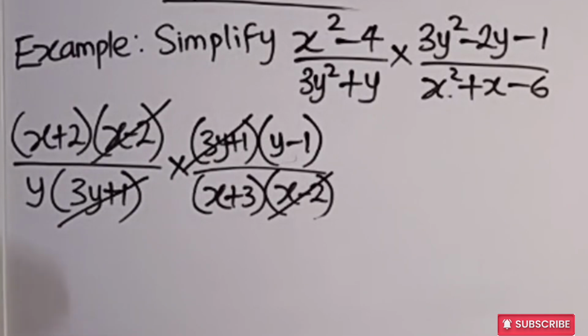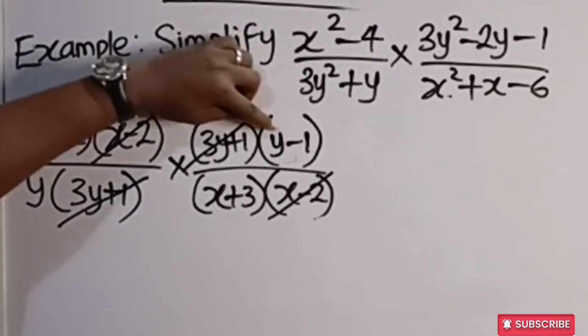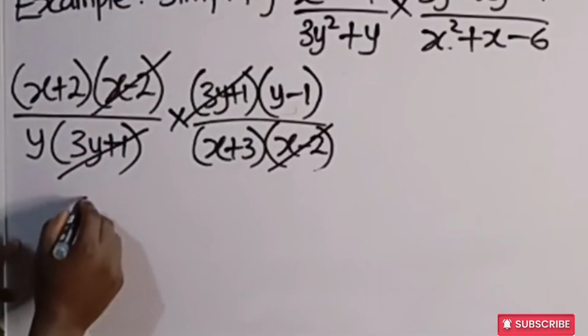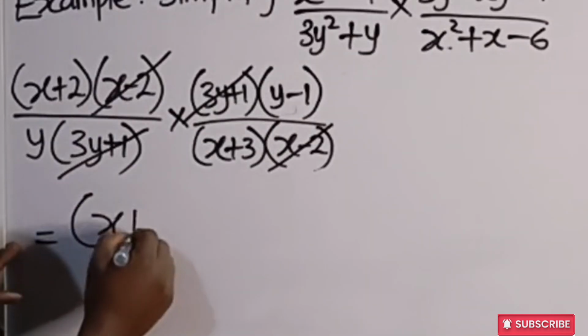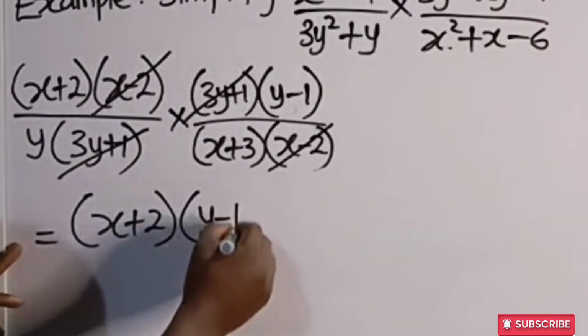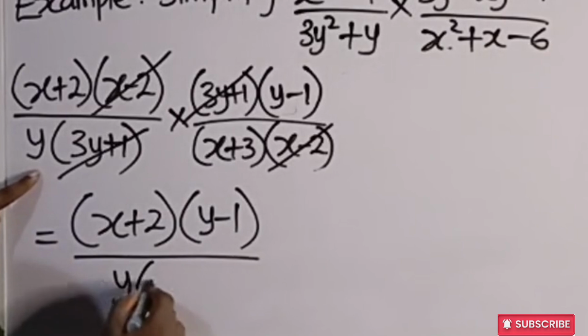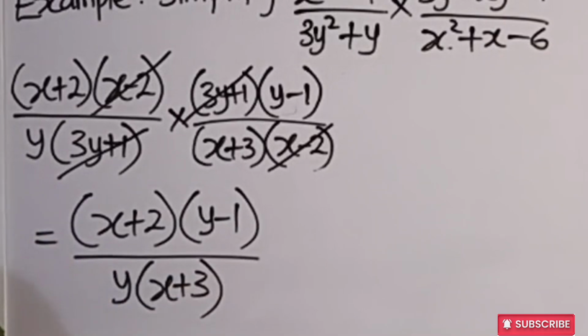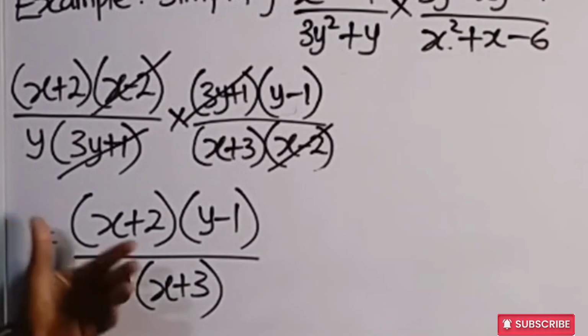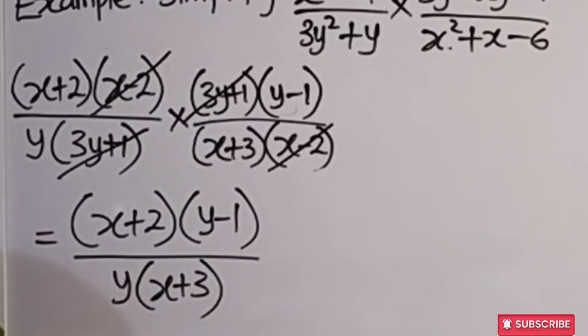So what do we have next? x plus 2 multiplied by y minus 1, so x plus 2 into y minus 1 all over y into x plus 3. This becomes our answer. There's no need to continue multiplying both sides or expanding it further, so you can just leave your final answer like this. Okay?